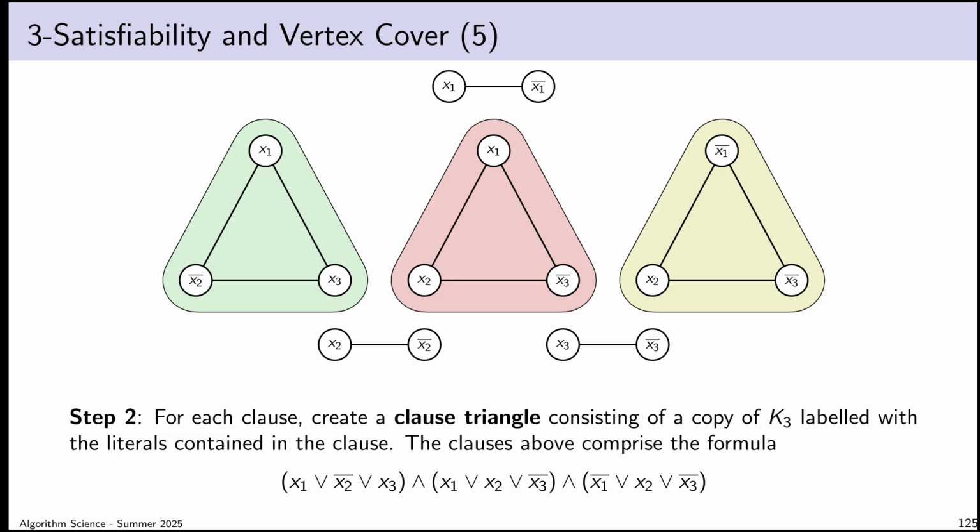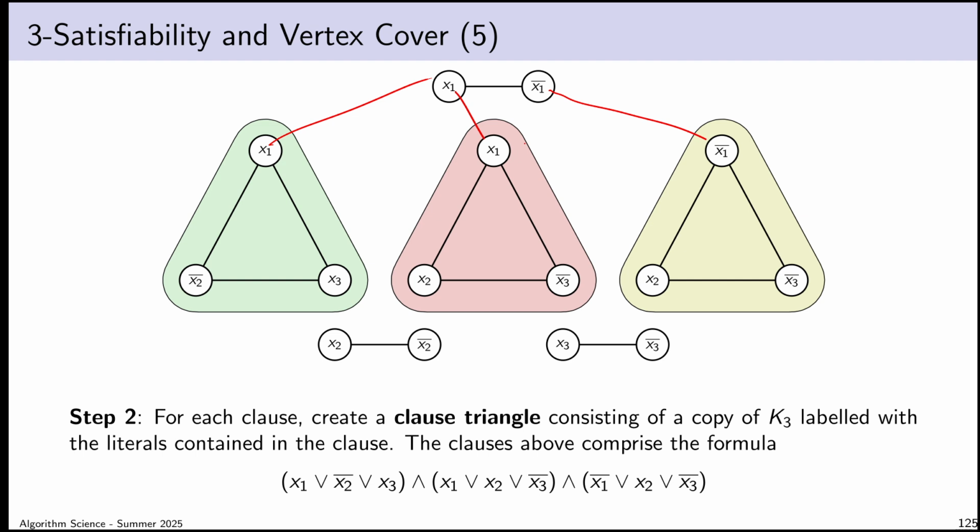Okay, so the next step is I'm going to join together the vertices inside each clause triangle with the matching vertex in the variable vertex pair. So I'm going to join this x1 to that x1. There's x1. Here's not x1. So I join the not x1 in the third clause to the not x1 in the variable vertex pair.